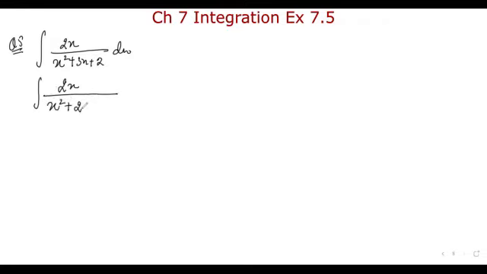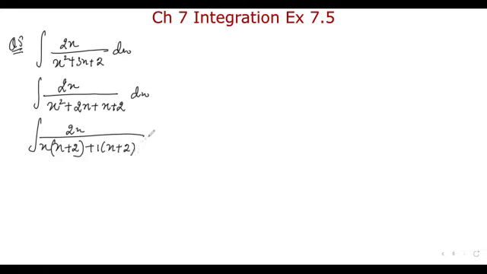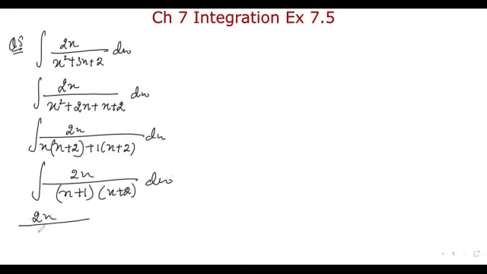By middle term splitting, I can easily have 3x as 2x plus x like this, and then I can have x plus 2, x is common, plus 1 into x plus 2 into dx. So this is now converted to this, x plus 1 into x plus 2 into dx. So iska partial fraction, because only two factors I have in the denominator, we can have the very easy partial fraction, a upon first factor plus b upon second factor, like this.